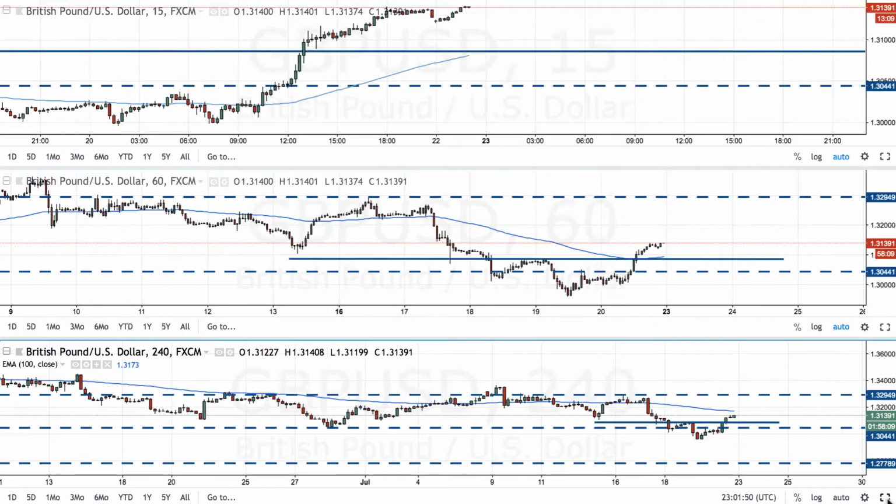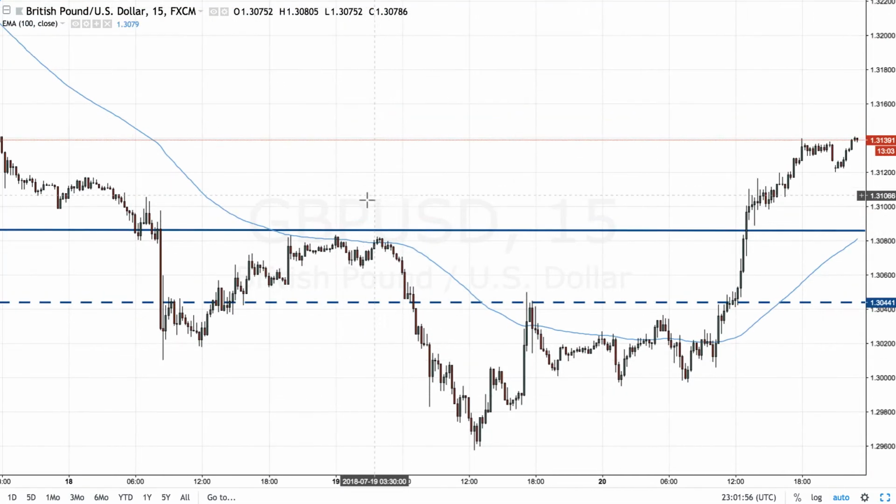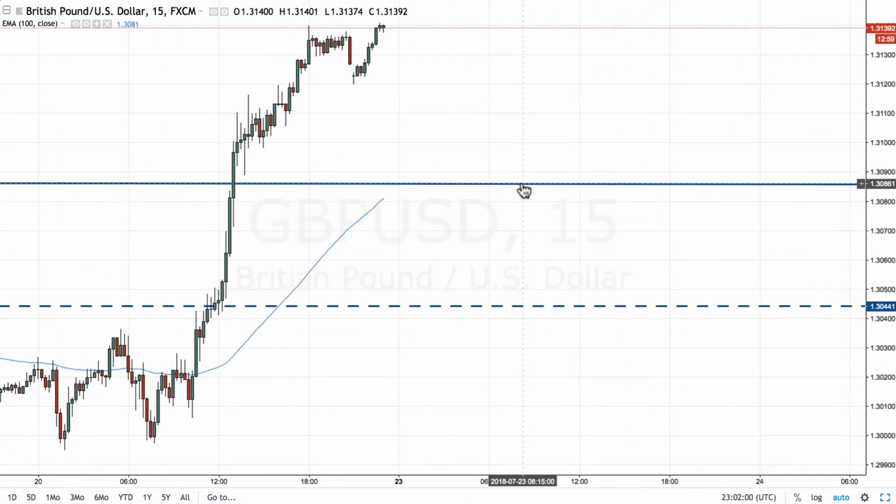So what I'm looking for is, let's say on the 15-minute chart, for the market to retest this previous level of resistance, as you can see, and treat it as support over here. So that's the 1.3086. We'd like the market to pull back to that level and give us an opportunity to buy the market.